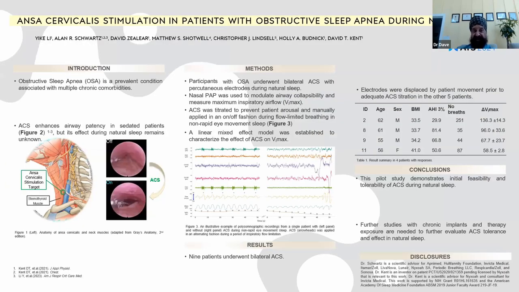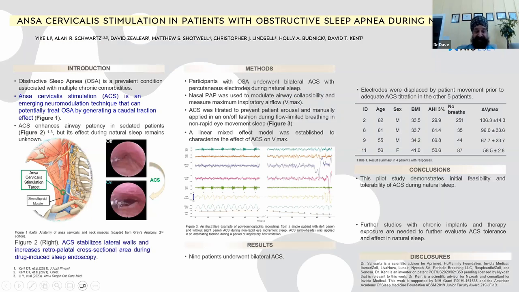Now, to be a bit more specific, you can use ansa cervicalis stimulation in patients with sleep apnea. Instead of doing hypoglossal nerve stimulation, you're doing ansa cervicalis stimulation. What you end up with is this idea of caudal traction. You start pulling on the stimulated sternothyroid muscle, and it stabilizes the lateral walls of the upper airway and increases the retropalatal cross-sectional area, so there is less likelihood of collapse. You reduce the resistance to flow.